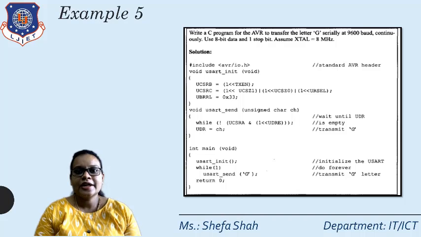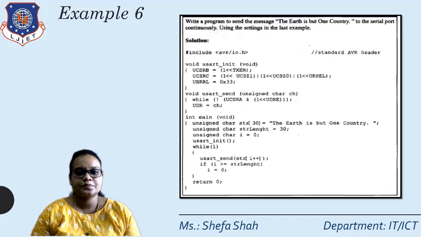This way, and now in the main function, we will call the first function, that is USART_initialization. Then we want to transmit G continuously. So while 1, USART_send, again we are calling the second function for sending the character, and in this we are passing the parameter, that is the variable G, right? And return 0. So this way we can write the program for transmitting the data.